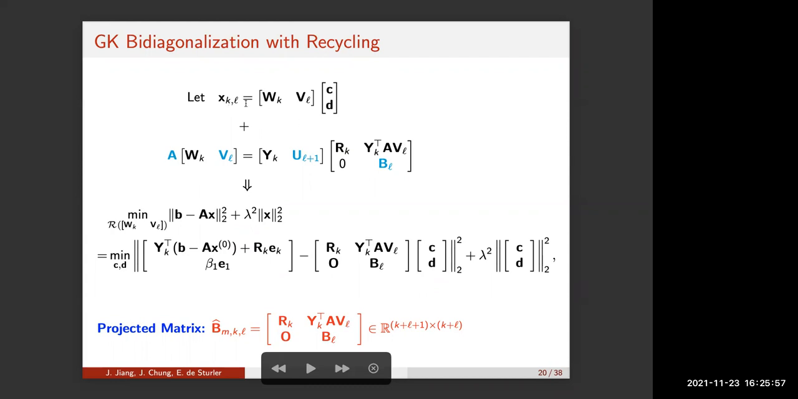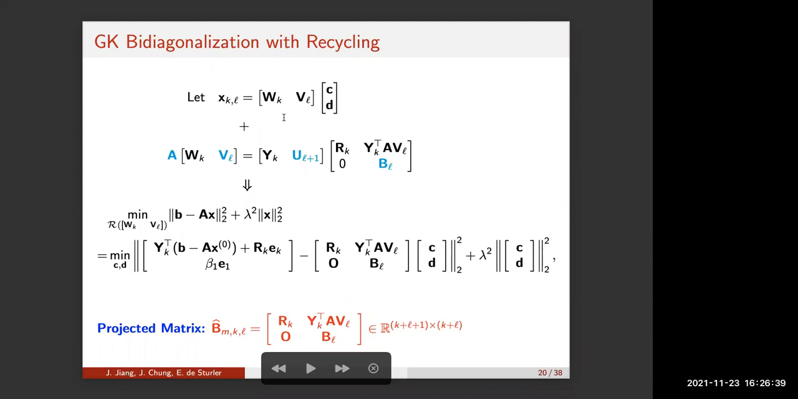Since the solution consists of two parts. The first one is the change of solution space WK, which is the basis we compress from VM. And another one is VL, our newly augmented solution basis vector. C is the coefficient of the basis in WK, and D is the coefficient of the basis in VL. So the new solution corresponds to two different solution bases.